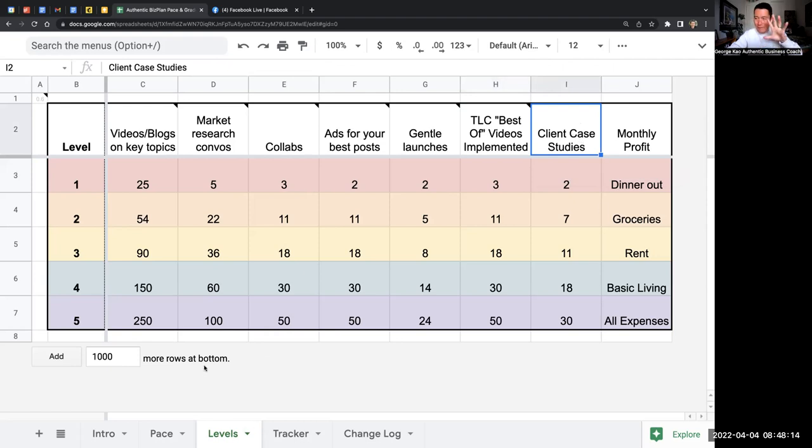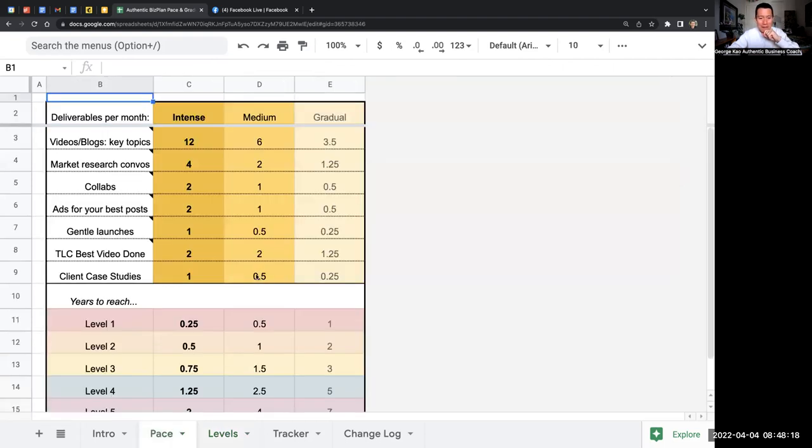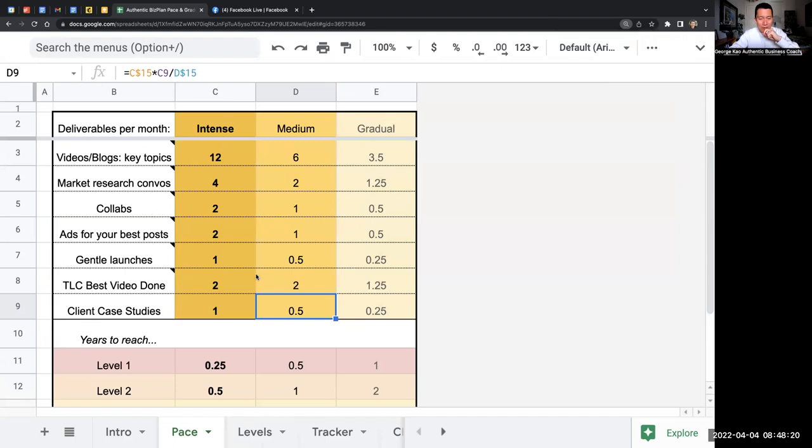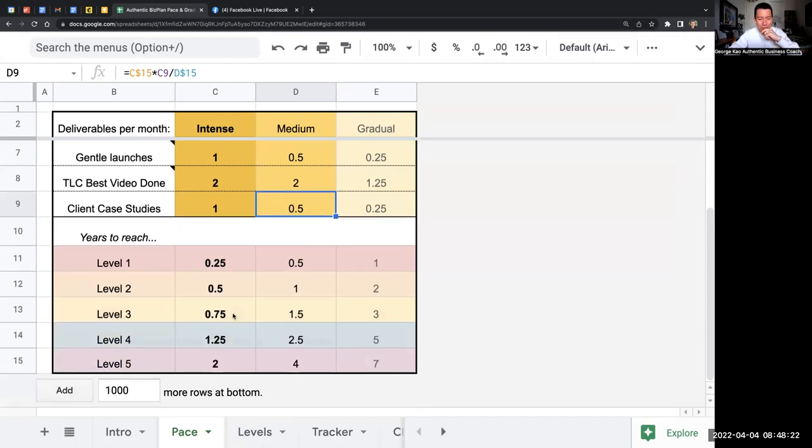And let's now go, I'm almost running out of time. So I just want to go to the pace tab. If you want to go intense, now let's talk about years to reach them. Because we all want to reach level five, right? All expenses paid in our lifestyle. How long does it take to reach level five? 2 years it takes to reach level five if you're in the intense mode.